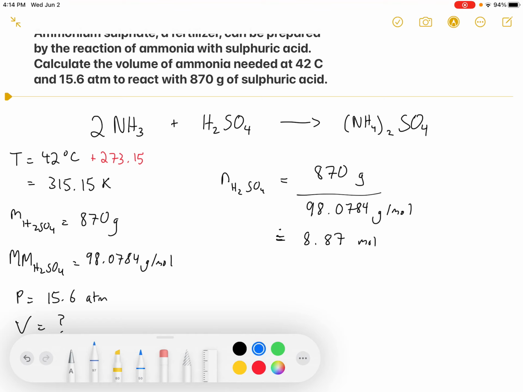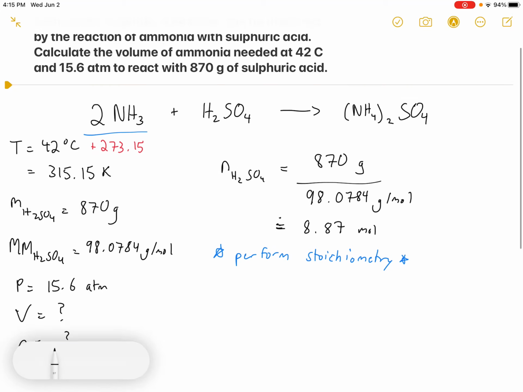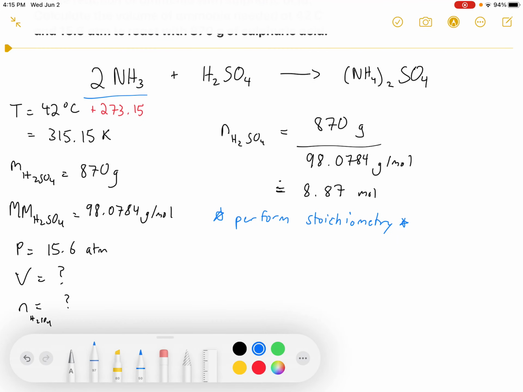Now here is where we're going to need to perform stoichiometry, because we are asked for the volume of ammonia that's needed, but we are given an amount of sulfuric acid. So this is kind of like a mass to mole stoichiometry problem. What we can do, once again like we've done before, is set up our equivalent multiplier to figure out how many moles of ammonia are going to be needed.